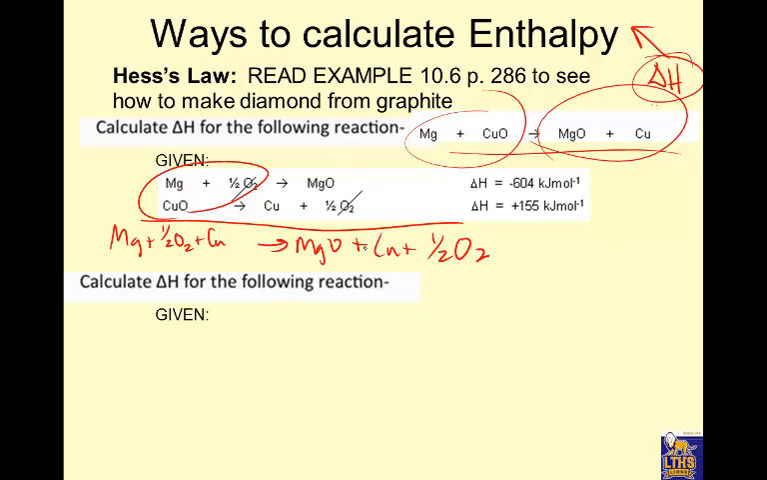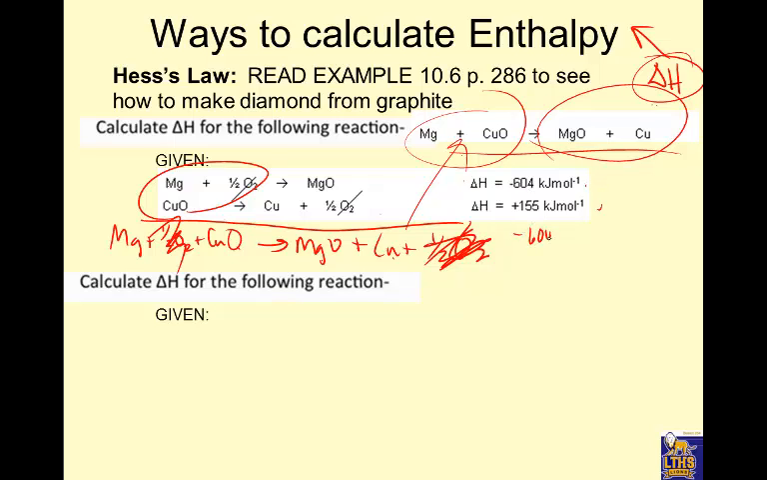Right? So we can add these together, but then look what's happened. The oxygen cancels out because it's on both sides. Right? And then we have Mg plus CuO gives you MgO plus Cu. That's this reaction. So we can add these two reactions together to get this reaction. Each of these has a delta H, so all we have to do is add those together.